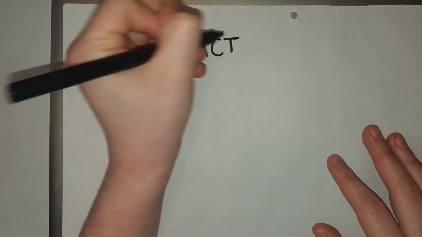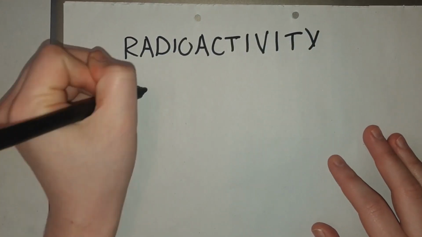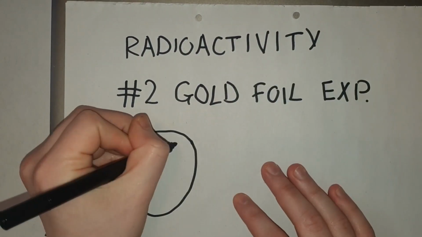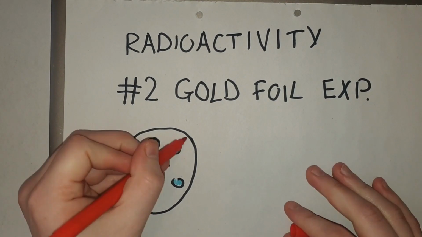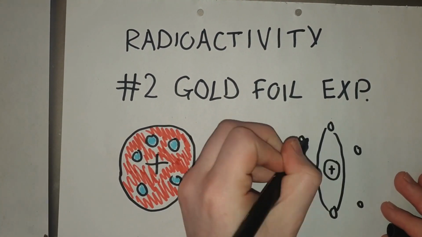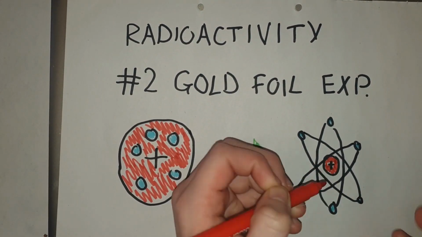Today we're going to carry on with the radioactivity topic, and this will be our second video in the series. Last time we looked at different models that we have for the atom, and we came across J.J. Thomson's plum pudding model and Rutherford's nuclear model, and now we're going to look at the experiment that Rutherford did to come up with this model for the atom.